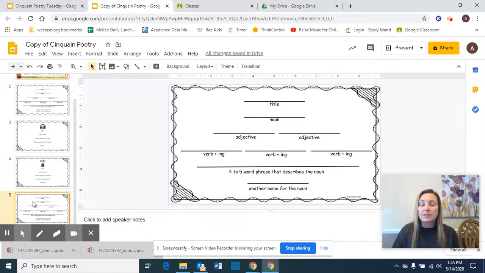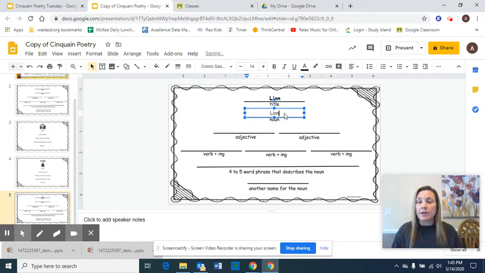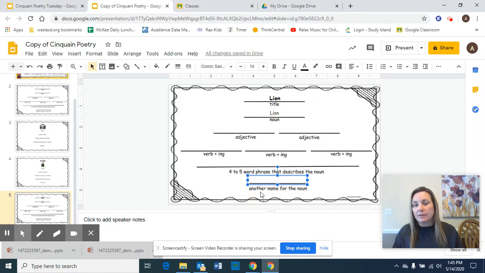Let's go ahead and do one together. So the first thing I want to think about is, what am I going to write about? So I think today I'm going to write about a lion. Now, underneath there, you're going to write lion again, because that's your noun. That's what you are writing your poem about. Now, what I like to do is I like to jump down here to another name for the noun. All right, because that's easy.